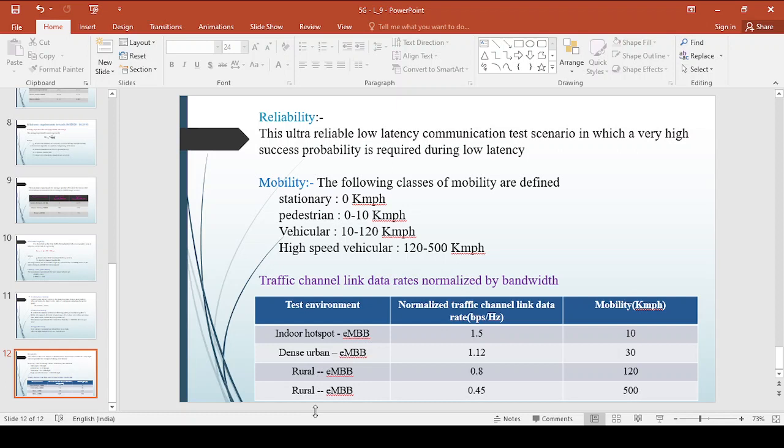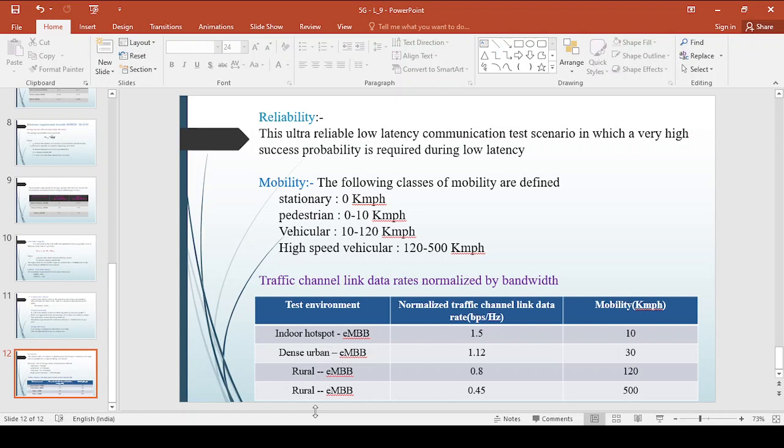Now what is reliability? We have the URLLC scenario through which you can expect high success probability under low latency condition. Now you know mobility, we have four different classes. One is stationary, which is 0 km per hour, the pedestrian class, which varies from 0 to 10 km per hour, the vehicular mobility class, 10 to 120 km per hour, and the high speed vehicular mobility class, 120 to 500 km per hour. For these four mobility categories, we have represented the normalized traffic channel link data rate with three different test environments. In this table, we have represented under three different test environments the values of normalized channel link data rate and the mobility in that test environment.